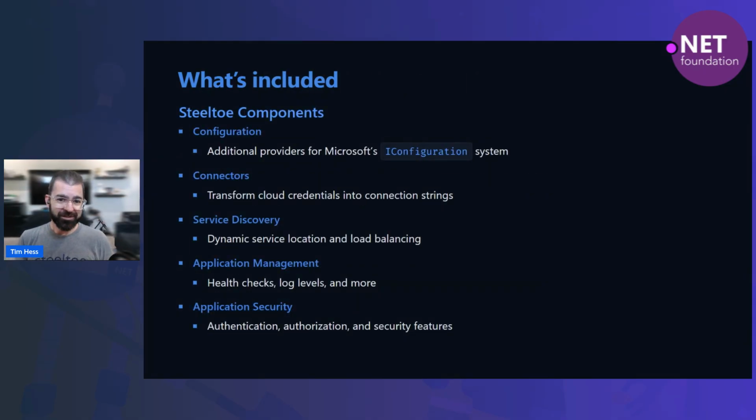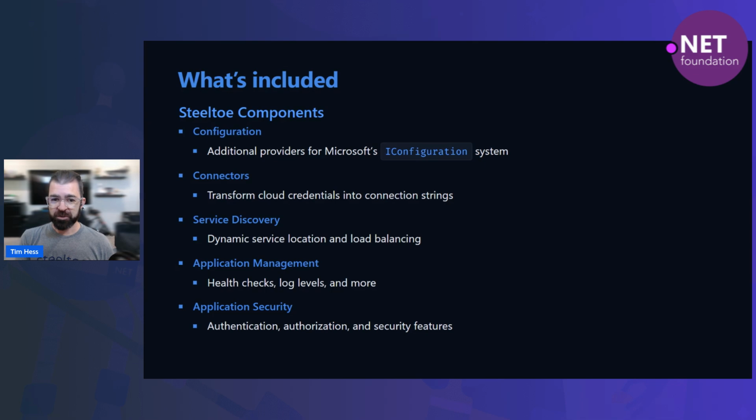So what does Steeltoe actually provide? I'll give you a quick overview of the components before we actually dive in. Configuration is one of the most popular areas of Steeltoe. We provide several configuration providers that all plug into IConfiguration. We also offer connectors, which are for transforming cloud credentials into connection strings for databases, message queues, and a bunch of other services. We also have service discovery, which of course allows you to register your services or find and connect to other service instances on the fly while you're running.